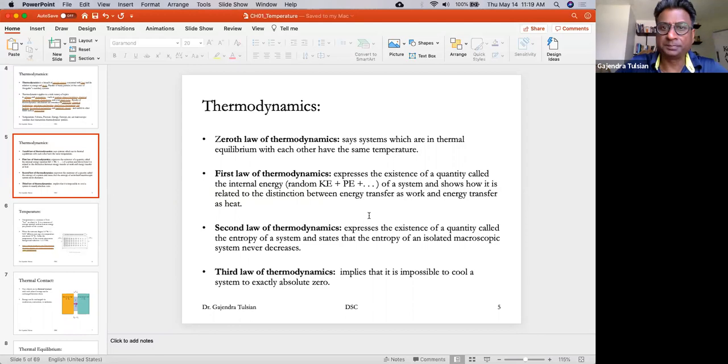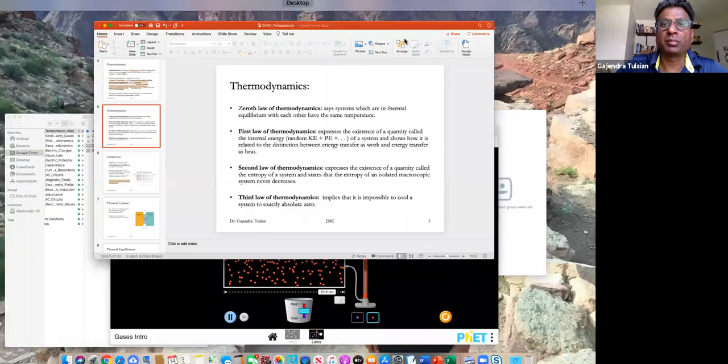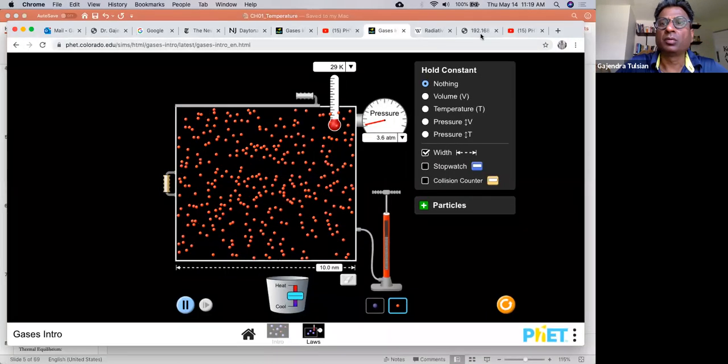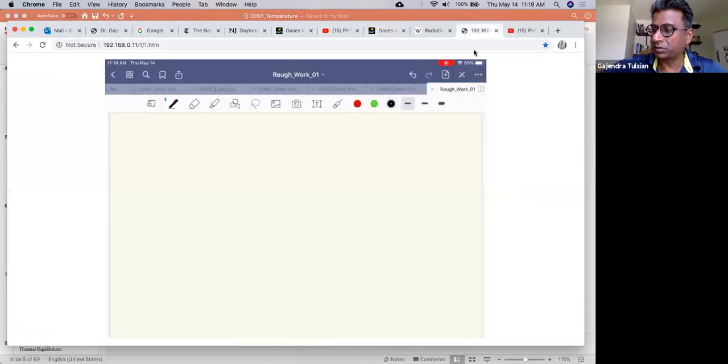So let's go to the blackboard or whiteboard. So here's the equation: change in E equals Q minus W. E is the internal energy of the system. So what this law is saying, this is the first law of thermodynamics.